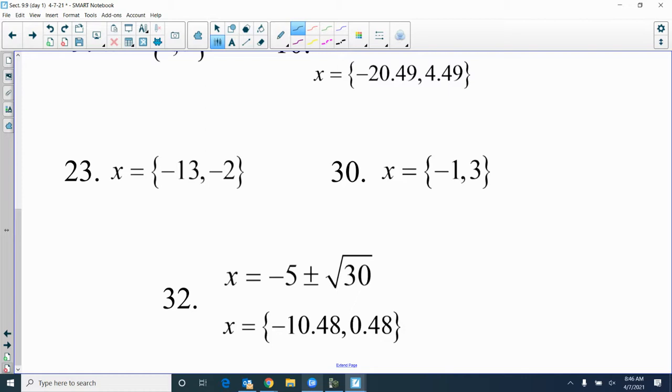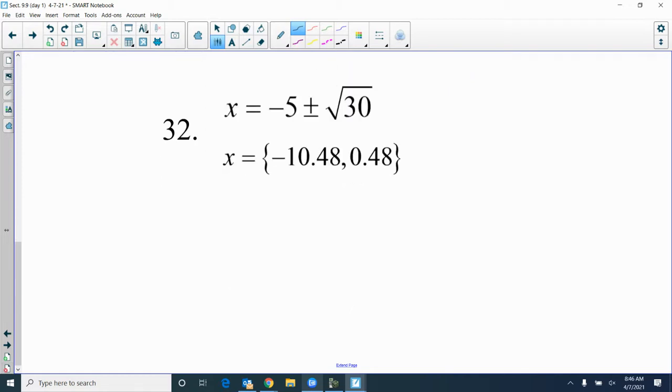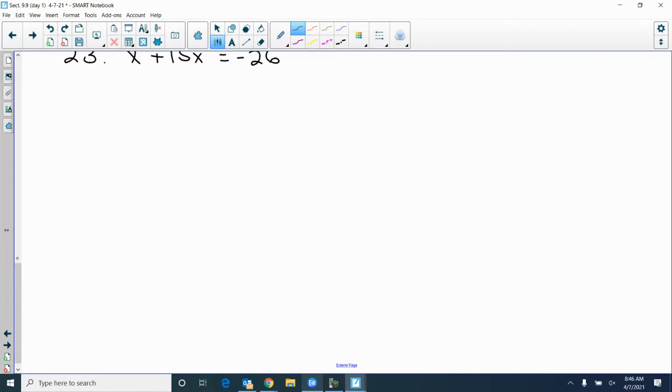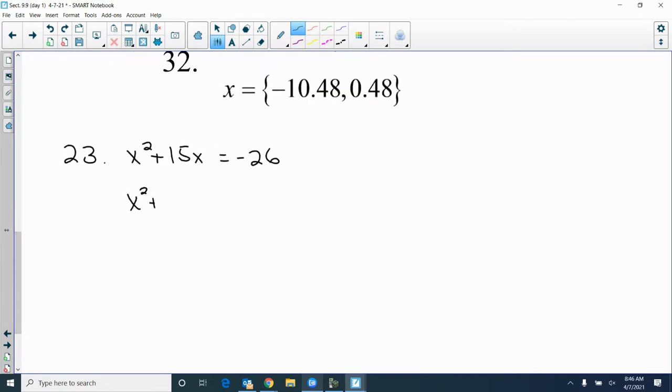I want to take a look at 23 because there's one little thing in there you've got to watch. Well, not just one. Now, what's the original problem for 23? x squared plus 15x equals negative 26. All right, so in this case, it does say completing the square. So I get x squared plus 15x plus a blank. Now, here's the issue: what happens when we divide that by 2? What kind of number do we get? We get a decimal. We don't get a nice number.